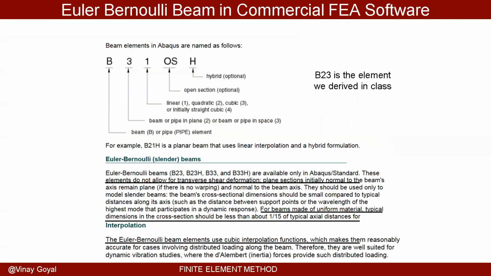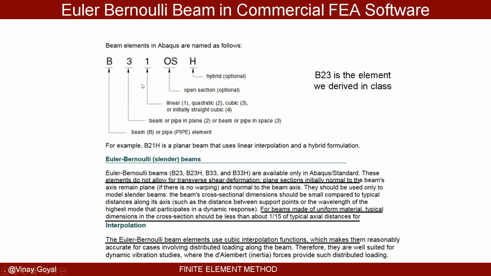If you go to the commercial finite element code, ABAQUS as an example, the Euler-Bernoulli beam is actually there, formulated. Here, B represents beam. That's the element type, B for beam element. 3 is whether it's a 2D problem or a 3D problem. So you can have a beam that's oriented in a 2D space or oriented in a 3D space. That's what this 3 means.